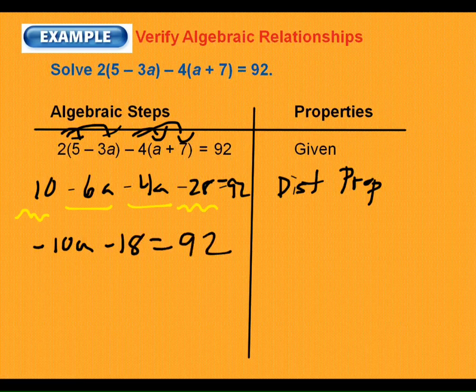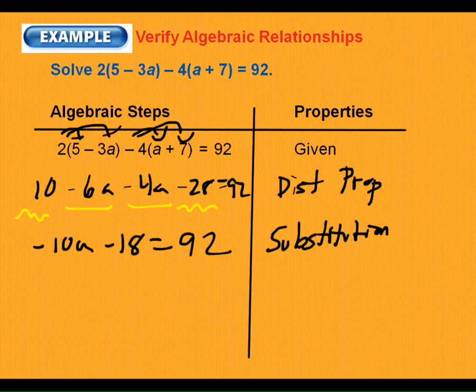Now, this is very important. We don't have a reason that's combining like terms, because what we actually did here was we substituted negative 10A in place of negative 6A minus 4A. And we substituted negative 18 in the place of 10 minus 28. So when we combine like terms, we call that substitution, because we just replaced it with something simpler that's still equivalent. So you'll never have a reason that's combined like terms. You just call that substitution.